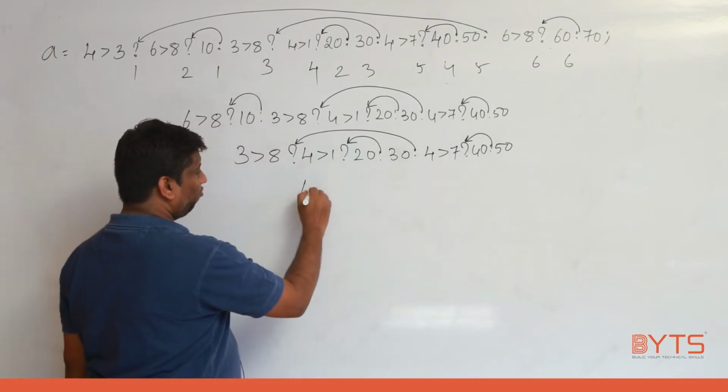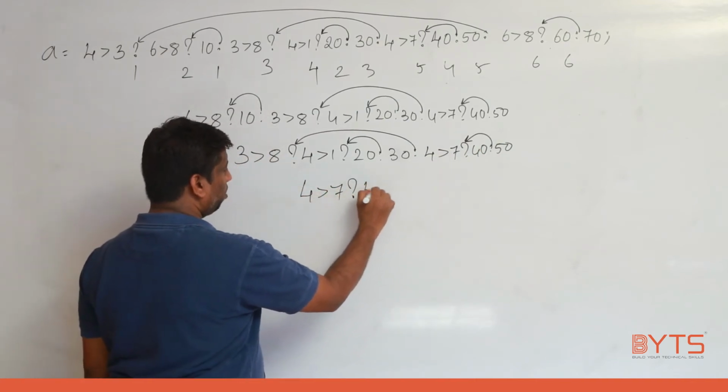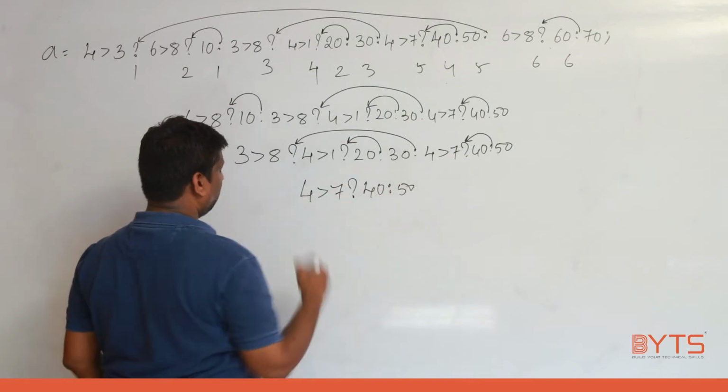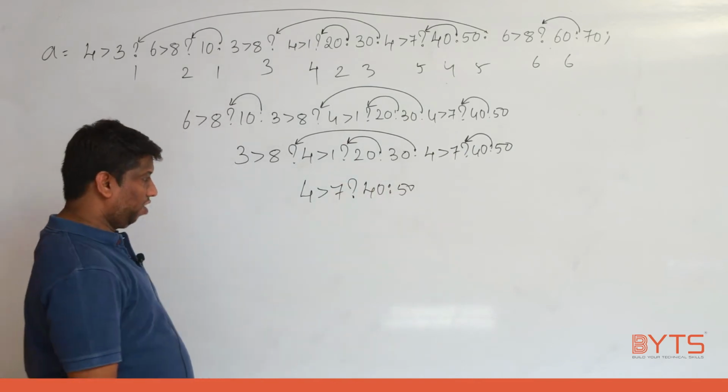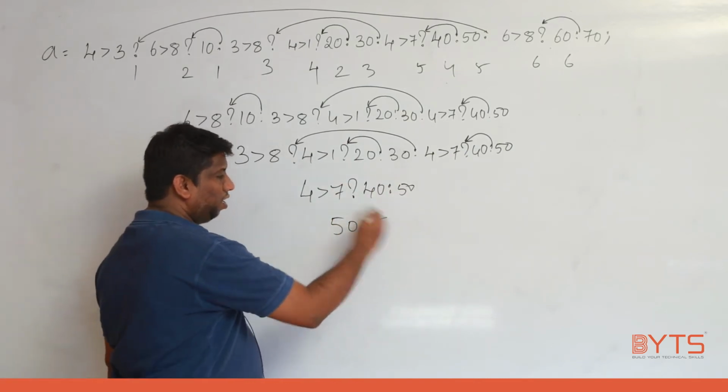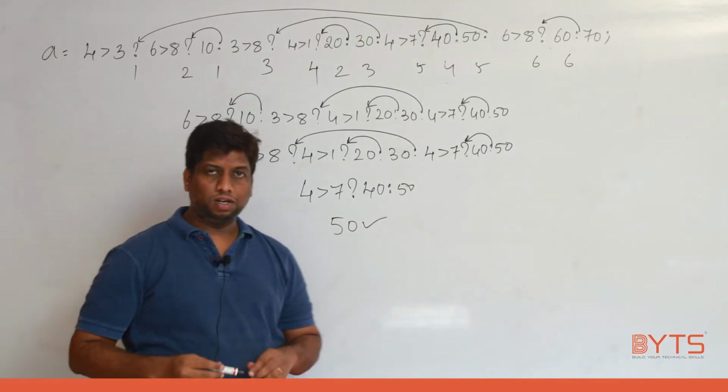So I need to write what? 4 greater than 7 question mark 40 colon 50. Is 4 greater than 7 true or false? False. So what is the answer? 50 is the answer. Are we clear?